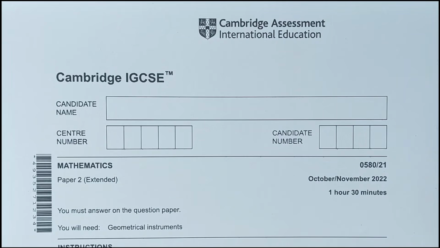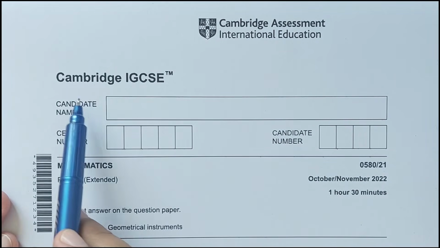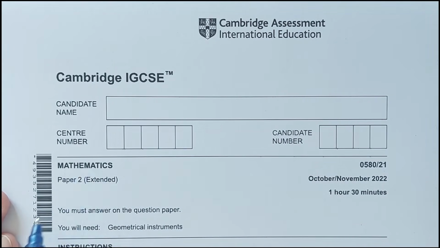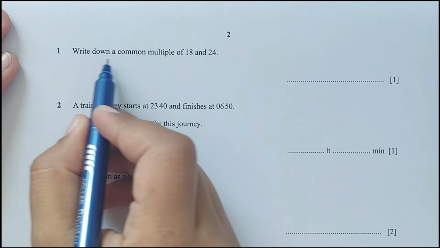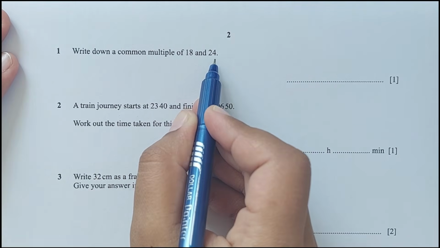Hi everyone, in this video I'm going to solve Cambridge IGCSE Mathematics Paper 2 Core, October-November 2022, Paper 2-1. So let's start with the first question. Question number 1, write down a common multiple of 18 and 24.